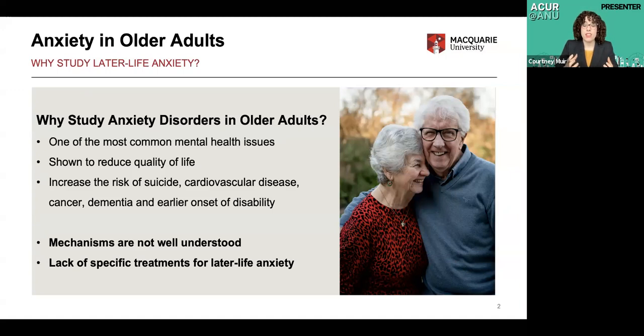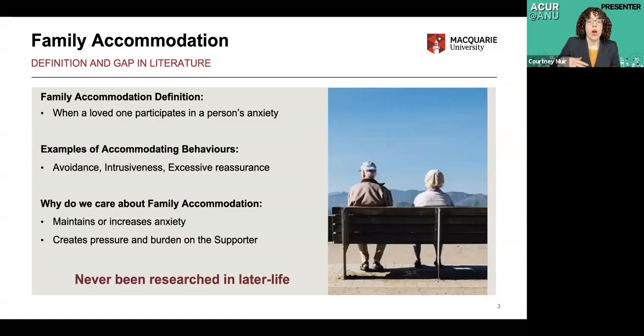Despite all these findings, the mechanisms that maintain anxiety in late life are not well understood. There is a lack of specific treatments for late life anxiety, and no treatments that specifically target the maintenance of anxiety in later life. One way we have been thinking about explaining the maintenance of anxiety in later life is called family accommodation.